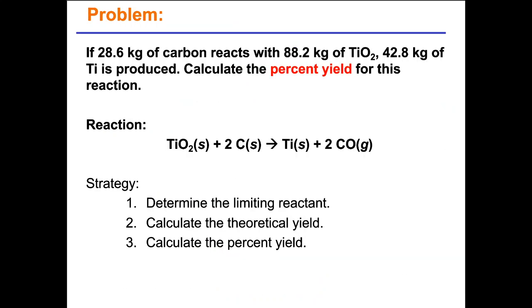Now we have a problem where we have two reactants giving us two products. The problem says if 28.6 kilograms of carbon reacts with 88.2 kilograms of titanium oxide, 42.8 kilograms of titanium are produced. Calculate the percent yield for this reaction. The first thing we have to do is determine the limiting reactant. Then we can calculate the theoretical yield, and then we can calculate the percent yield.